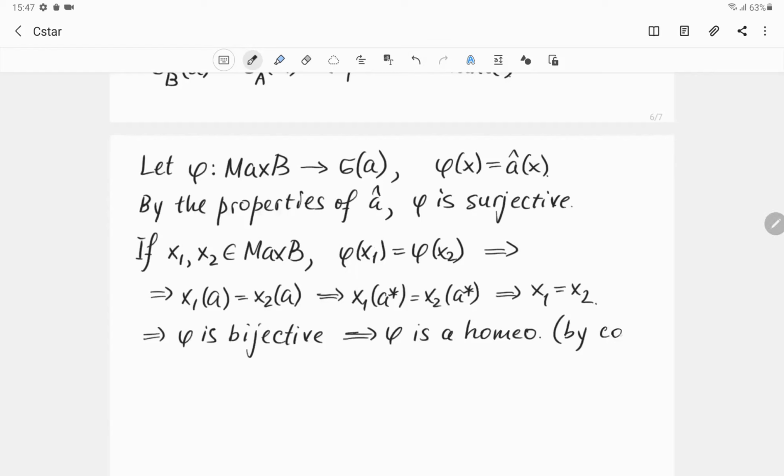By the way, this is the point where two different notions of the spectrum coincide. So the maximal spectrum of B is homeomorphic to the spectrum of the element A, which generates the subalgebra B.